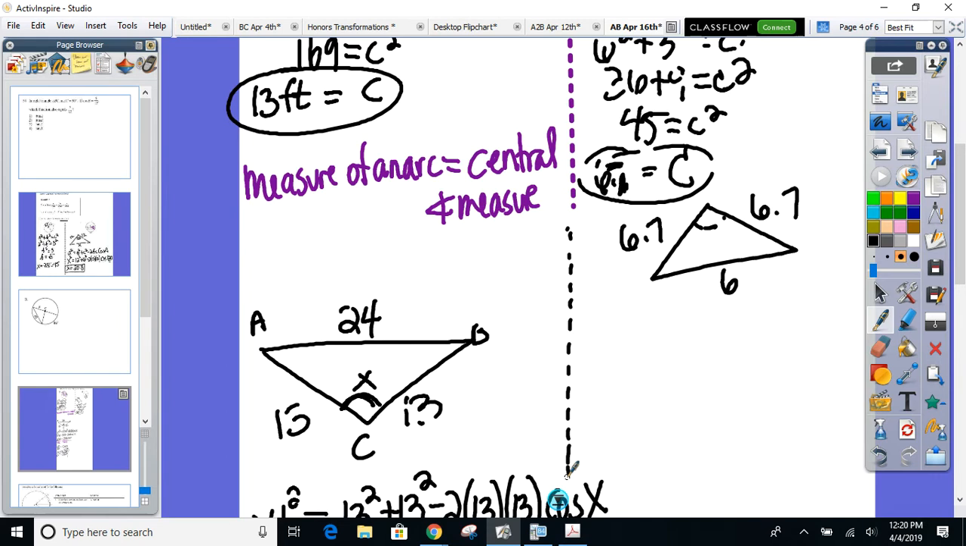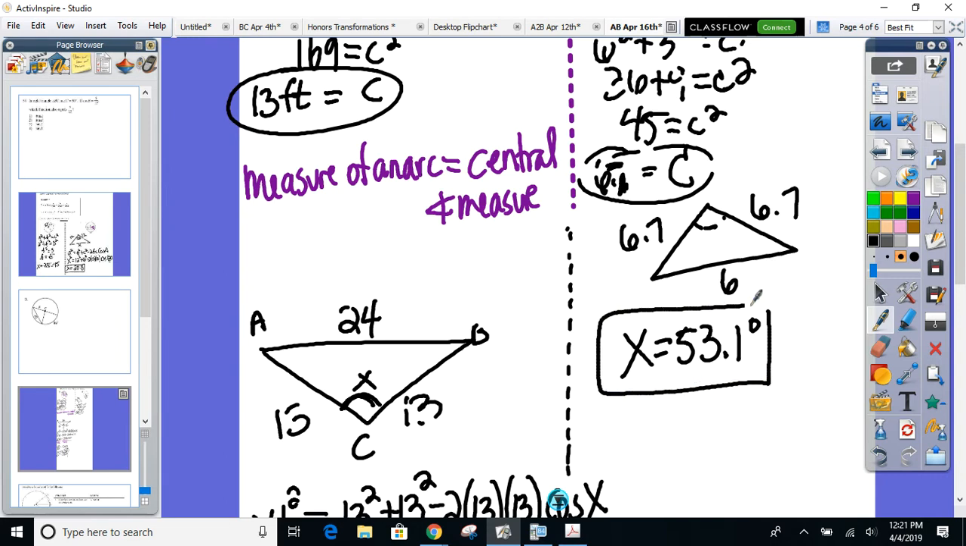Go ahead, stop the video. Just don't keep watching and write down the final answer. You should get 53.1 degrees as your final answer there. Again, try out the work, please. You're not going to know how to do it just following me. You've got to try it on your own. 53.1.